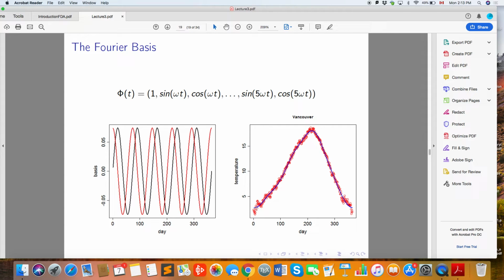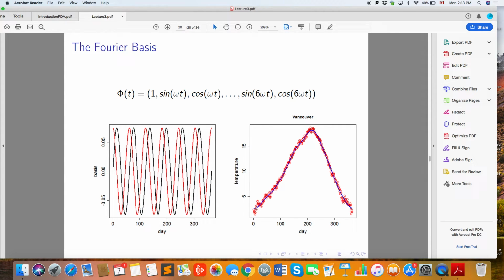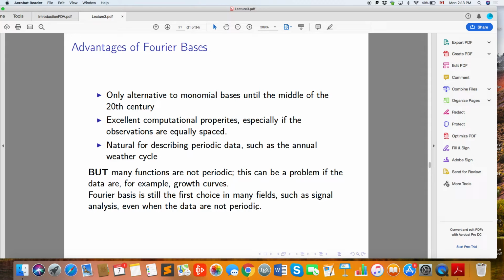So we can add in more. You can see that if we use a limited number of Fourier basis functions, we are able to capture this temperature curve very well.